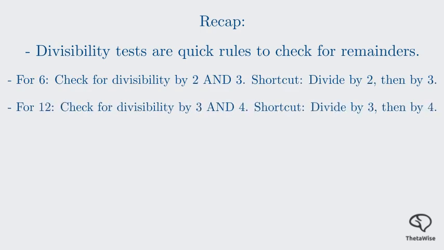Similarly, a number is divisible by 12 if it's divisible by both 3 and 4. And we can divide by 12 by dividing by 3 and then by 4. We've now met all of our learning objectives. You can explain divisibility tests, apply the tests for 6 and 12, and use the shortcuts to find decimal answers. These tests are powerful tools that can make your math journey much smoother. Keep practicing them, and you'll find yourself solving problems faster and with more confidence.